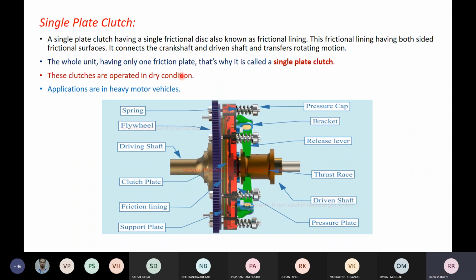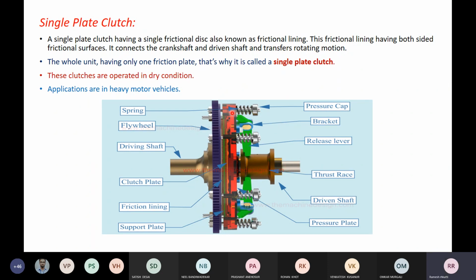Where can you use single plate clutches? Heavy motor vehicles like trucks as well as buses all use single plate clutches. This is the arrangement of a single plate clutch. This is the driving shaft, and this is the driven shaft, that is, it is connected to the gear shaft.